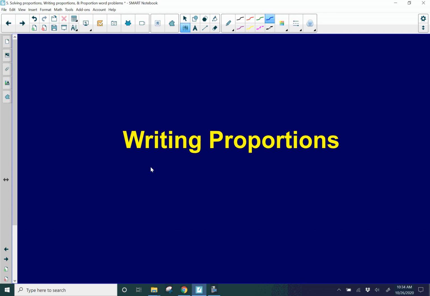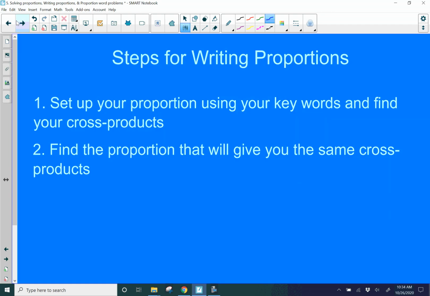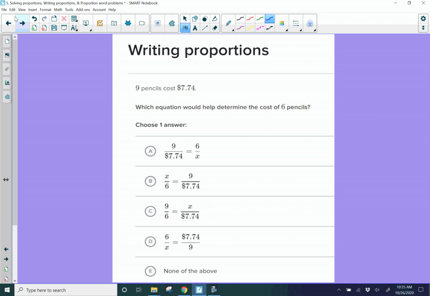All right, the next skill is writing proportions. So there's a few steps for solving these. Your first step is going to be setting up your proportion, and in order to do that, always use your keywords off to the side. And then you just need to find your cross products and look at all the answer choices to find the answer choices that are going to give you the same exact cross products. So let's take a look at an example on what exactly I mean.